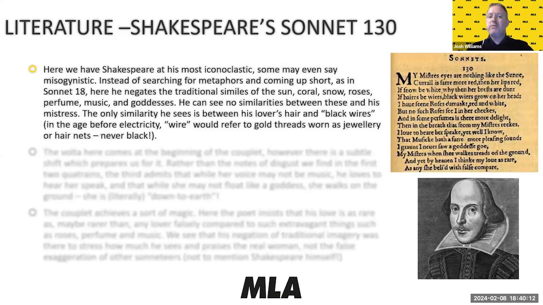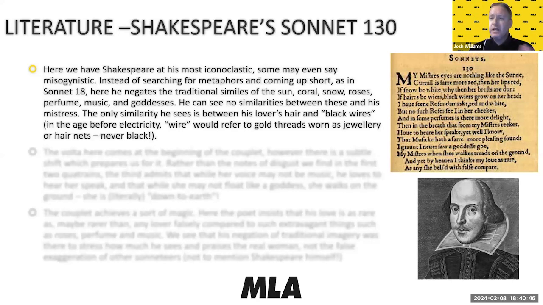Instead of searching for metaphors coming up short as he did in 18, here he's negating the traditional similes of the sun, coral, snow, roses, perfume, music, and goddesses. Okay? He puts out that metaphor, one that is common in other poems, particularly sonnets, and says that they don't correspond. Okay? The only thing he sees as a similarity is between his lover's hair and black wires.